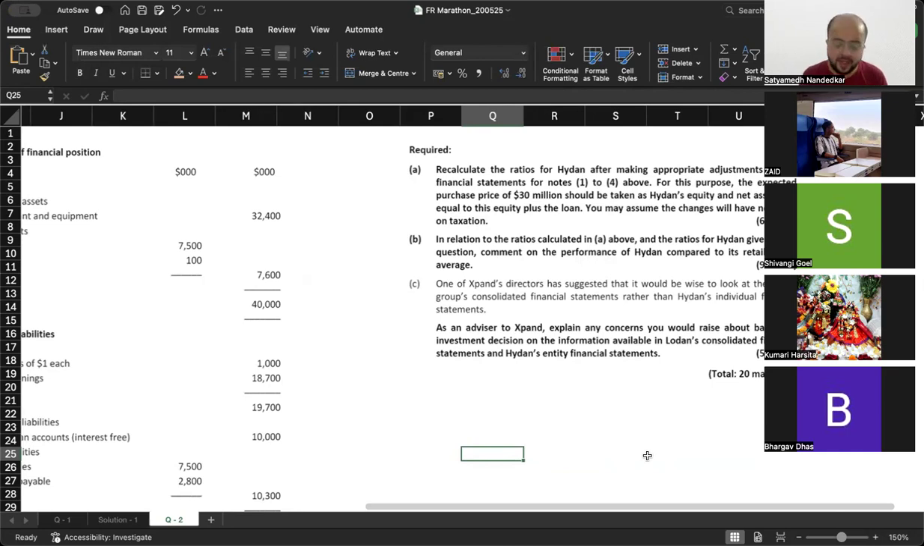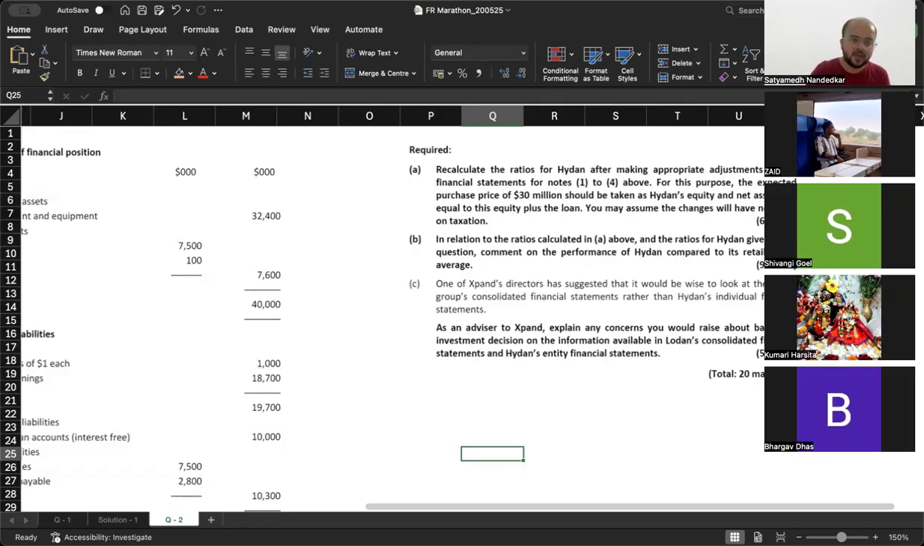Recalculate the ratios for Hayden after making appropriate adjustments to the financial statements for notes 1 to 4 above. For this purpose, the expected purchase price of 30 million should be taken as Hayden's equity, and net assets are equal to this equity plus the loan. You may assume that changes will have no effect on taxation. 6 marks is for recalculation. Then, in relation to ratios calculated in A above and the ratios for Hayden given in the question, comment on the performance of Hayden compared to its retail sector average.